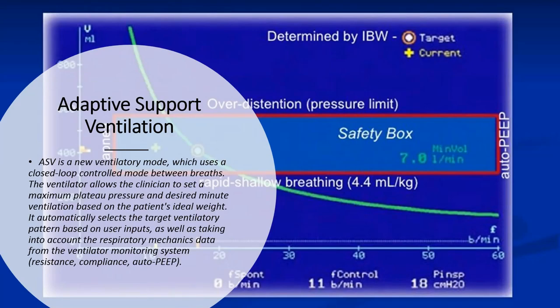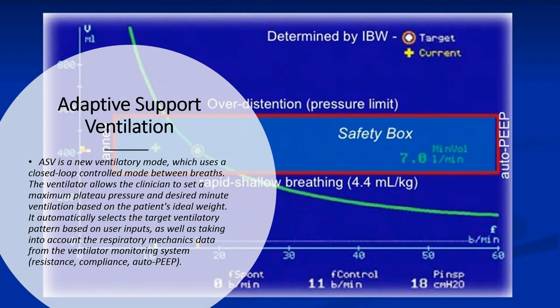Now we're going to discuss adaptive support ventilation. Adaptive support ventilation is going to be our mode of choice for a patient on a ventilator who's not in cardiac arrest. It's the mode of choice because patients' lung dynamics change all the time. And the whole theory and the ideal behind using lung protective ventilation or a tidal volume of 6 to 8 cc's per kg is because we don't know the compliance or the resistance of the patient's lungs. And we don't necessarily know how long it takes them to exhale.